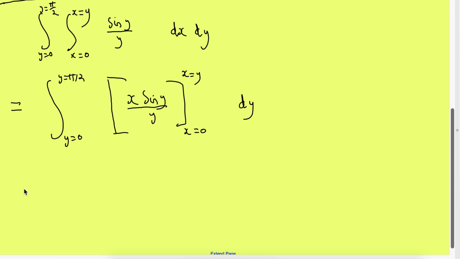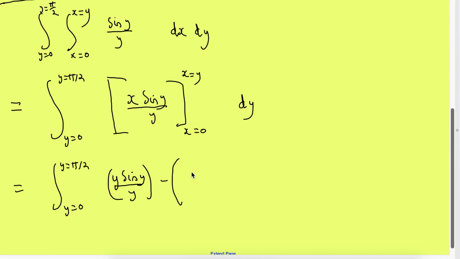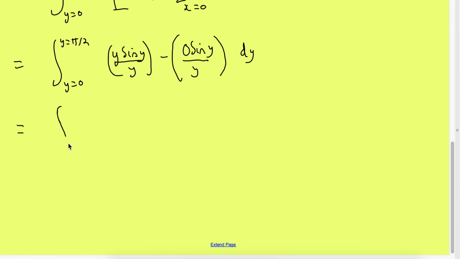Okay, so let's substitute in our two limits. See, told you, I keep forgetting to do that. Please remember to do it yourself. So that's y equals pi by 2, y equals 0. So I'm going to get y times sine y over y, take away the lower one substituted in, so that's 0 times sine y over y, dy. Substitute the top limit in place of x, and the bottom limit in place of x. Those two y's cancel, so I'm just left with sine y. This bit here just gives me 0. So I'm just left with sine y dy.